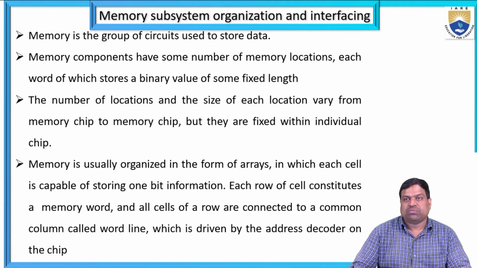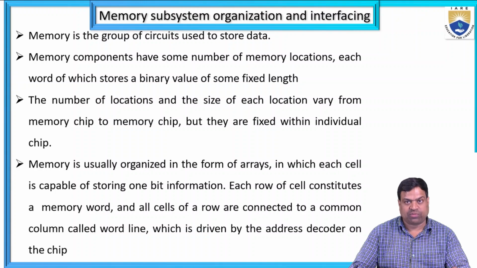So, what is memory subsystem organization? Memory is the group of circuits used to store data. Memory components have some number of memory locations, each one of which stores a binary value of some fixed length. The number of locations and the size of each location vary from memory chip to memory chip, but they are fixed within an individual chip. Memory is usually organized in the form of arrays in which each cell is capable of storing word-bit information. Each row of cells constitutes a memory word, and all cells of a row are connected to a common column called the word line, which is driven by the address decoder of the chip.